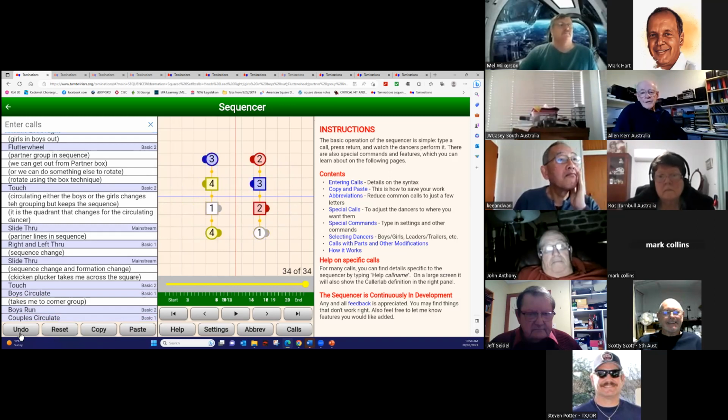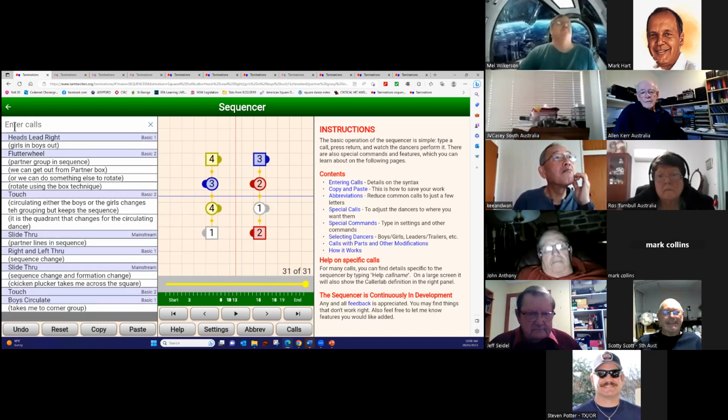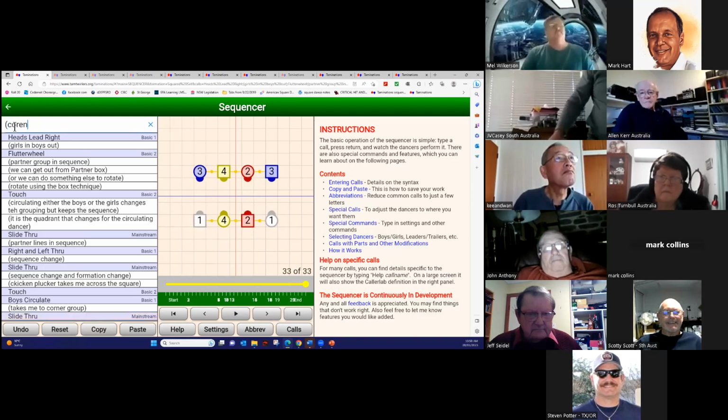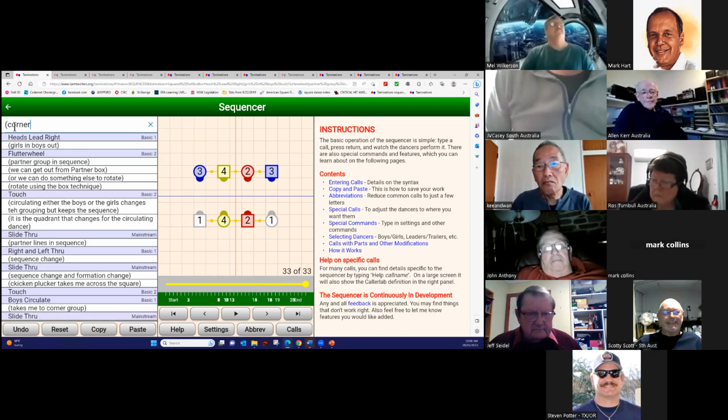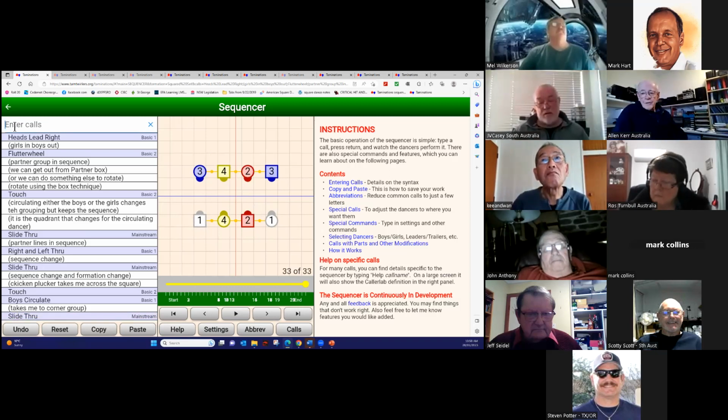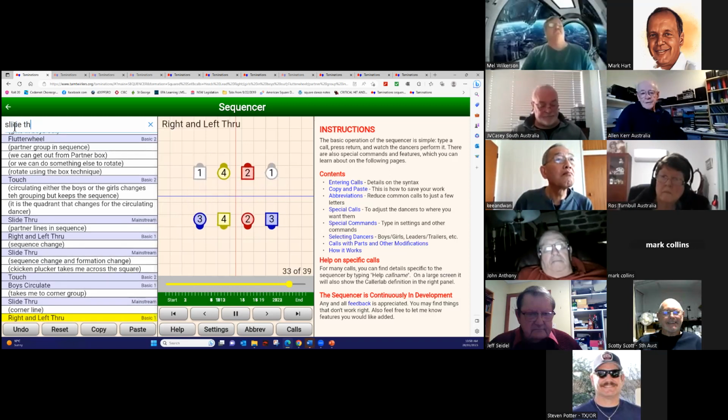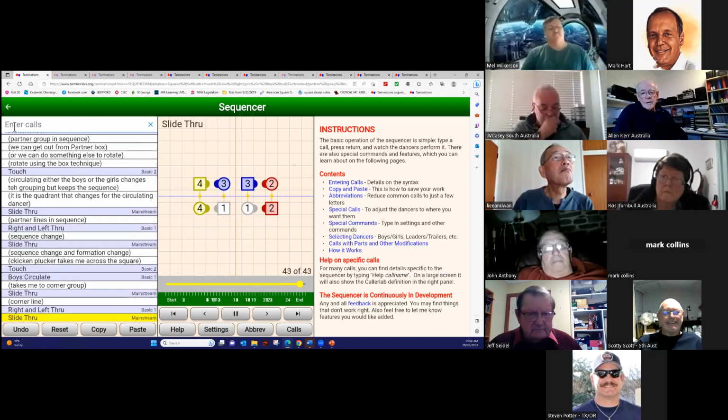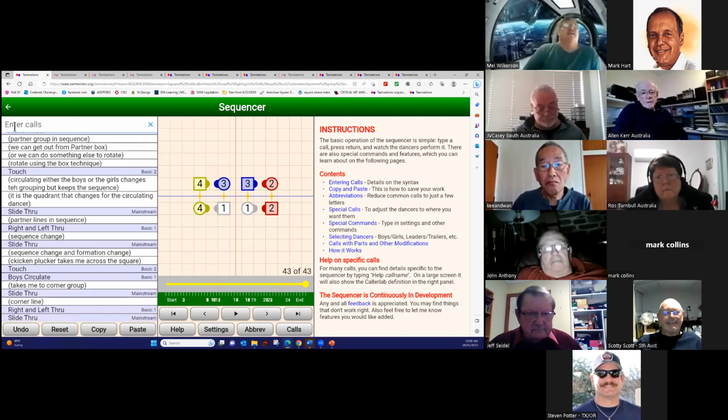So if you're in a corner group, Ben, you've gone back. Just slide through from where you are, and you're in a corner line. And then, of course, if what you really wanted was the module for the corner box, right and left through and slide through is going to give it back to you. Or if you wanted a corner wave, a right and left through and pass the ocean. And so on and so forth.